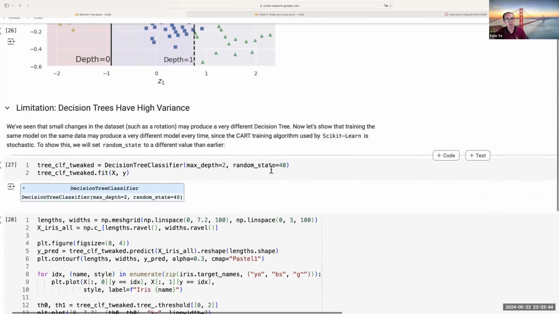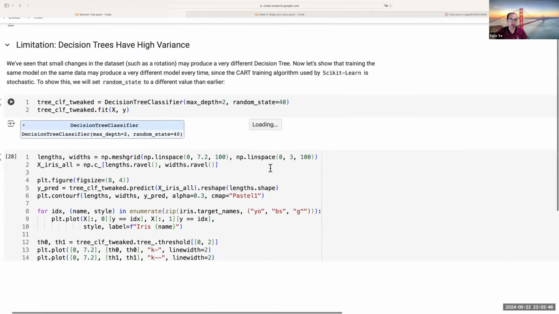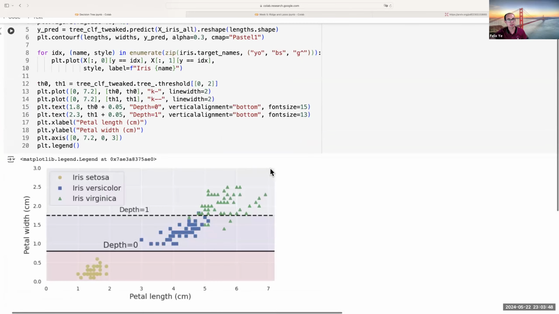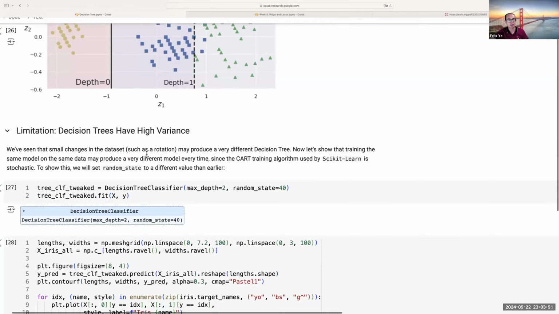Okay, another limitation, and we already mentioned this: decision trees have very high variance. That means if we make tiny or small changes to the data set, it could produce a very different decision tree. Let me show you this: training the same model with the same data might produce a very different model every time.